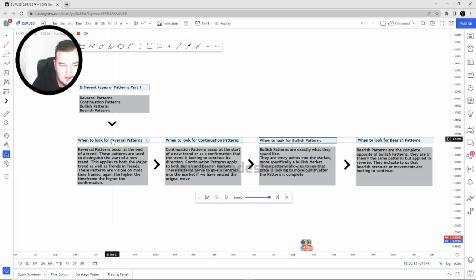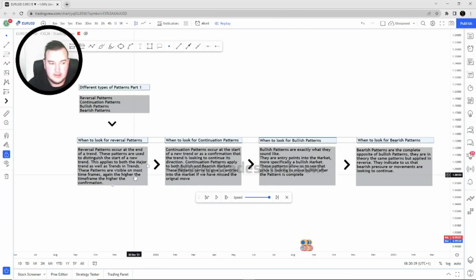This is when to look for a reversal pattern. If, for example, at the beginning of a new trend a reversal pattern has played out, but you only see that after the pattern has played out, you can then start to look for continuation patterns. This will give you another entry if you've missed the original entry into the market on the reversal pattern. Another one very similar to the continuation patterns is bullish and bearish patterns.